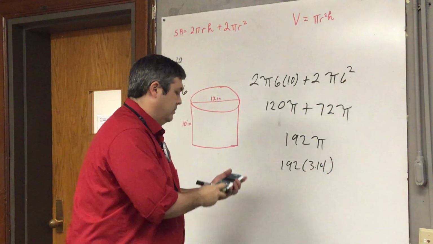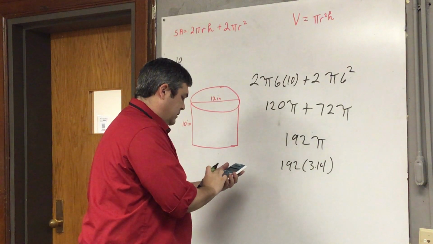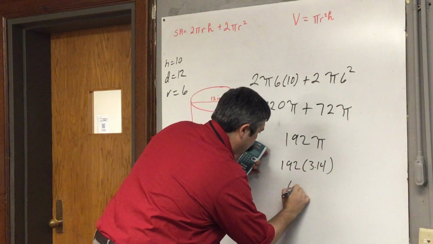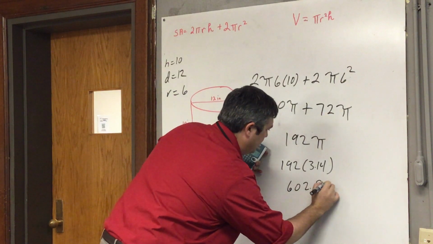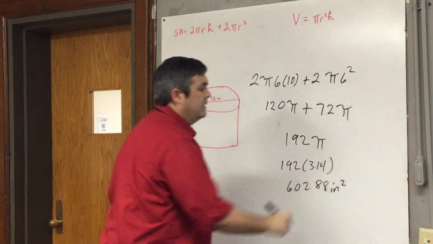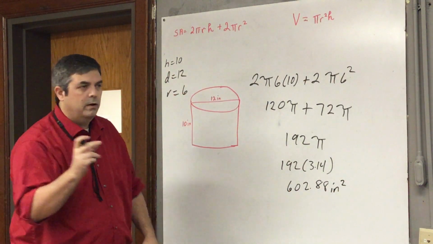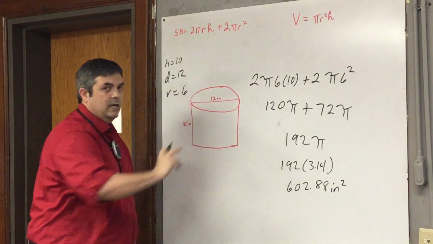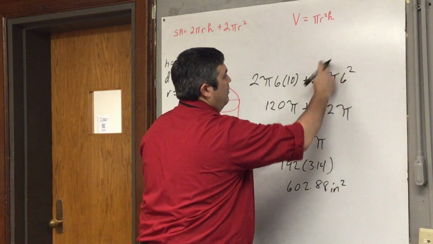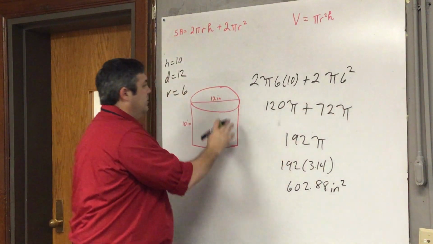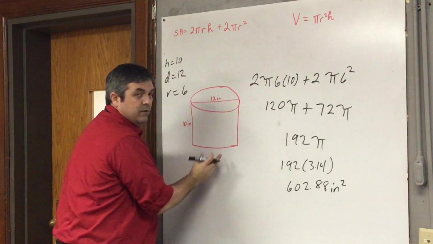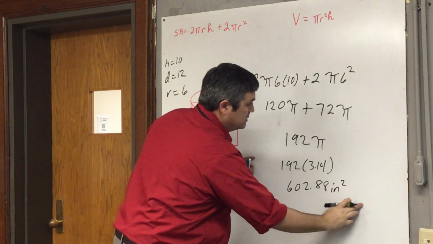And again, I'm going to use the calculator to make it a little bit quicker. 192 times 3.14, and you get 602.88 inches squared. And it's squared again because we're talking about the 1 by 1 squares going along the outside, and it's total surface area. Now remember, this part right here, that's your base area. That's the area of the circle. And you multiply it times 2 because you have the top one and you have the bottom one. Okay, so there's that.